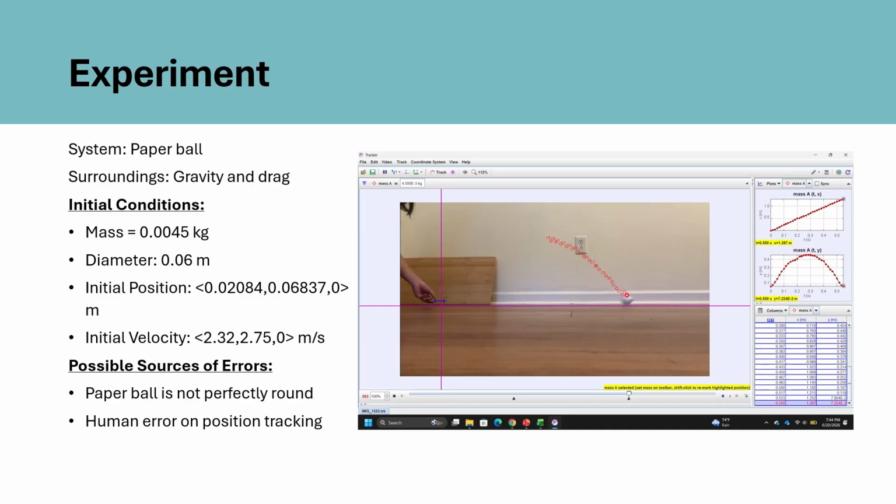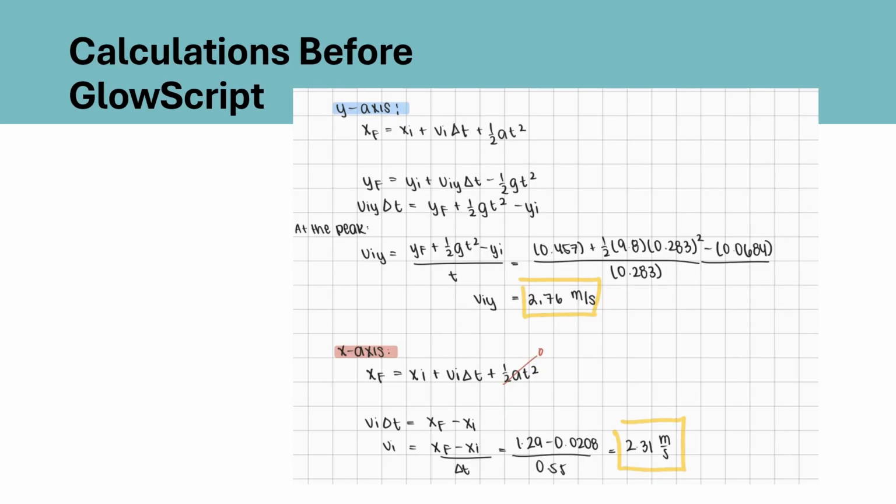Our initial conditions are mass equal to 0.0045 kilograms, and diameter equal to 0.06 meters. We find our initial position through a tracker, and the same goes for initial velocity. Possible sources of error: the paper ball is not perfectly round, and human error from tracking. Before we can start with our GlowScript, we have to find the initial velocity for both the x and y components, and we have to use the kinematics formula to determine that.